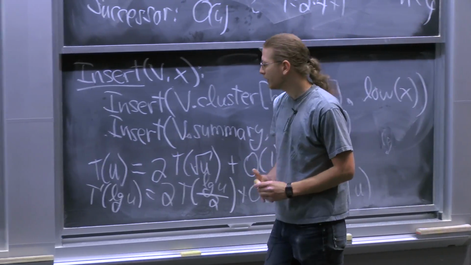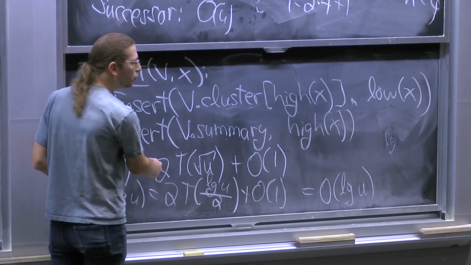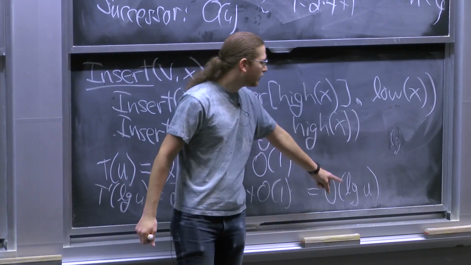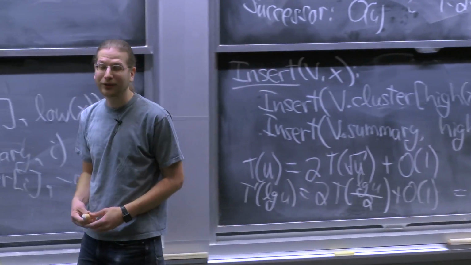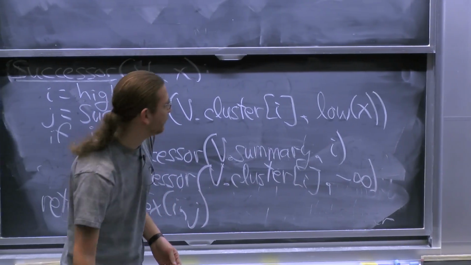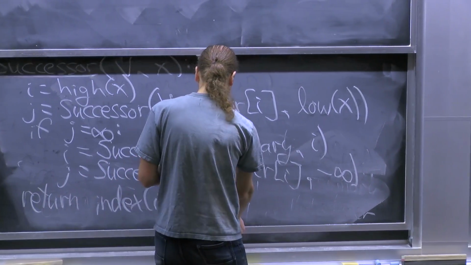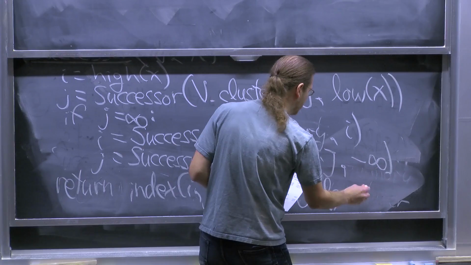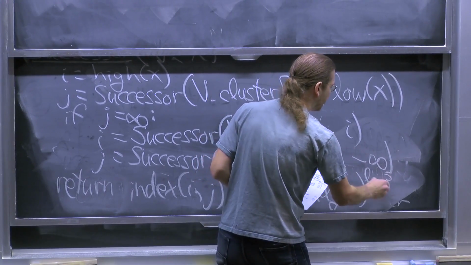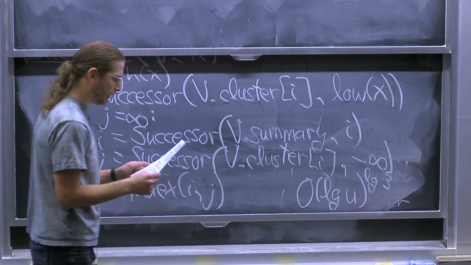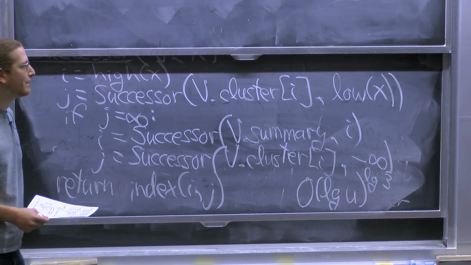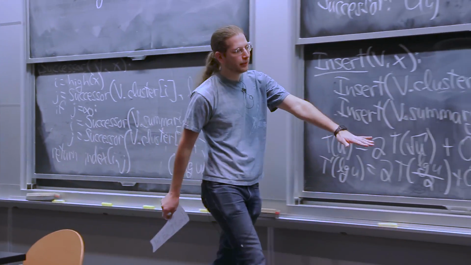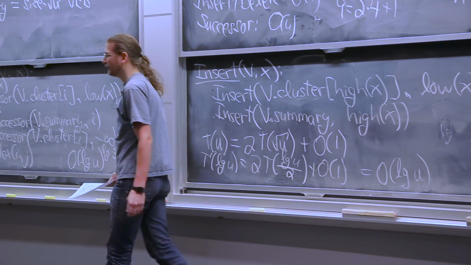Not log log u. To get log log u, we need to change this 2 into a 1. We can only afford 1 recursive call. If we have 2 recursive calls, we get logarithmic performance. If we have 3 recursive calls, it's even worse. Here I would definitely use the master method. In this case, we get log u to the log base 2 of 3 power, which is log u to the 1.6 or so. So this is strictly worse than log n. This is maybe just a little bit worse than log n, depending on how u relates to n.